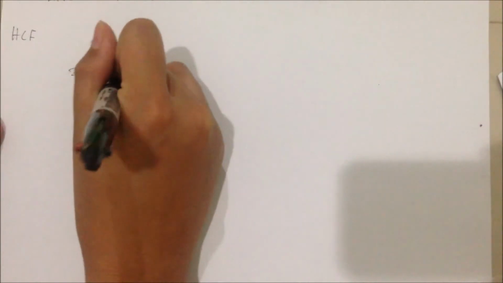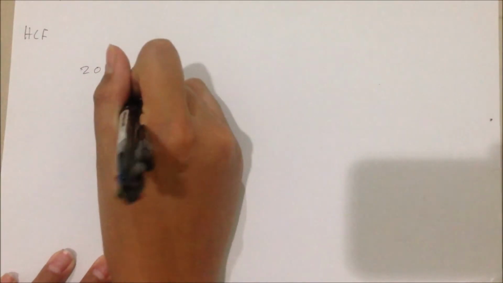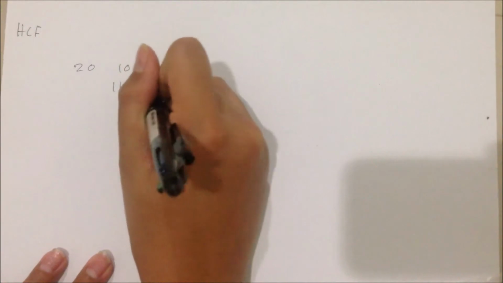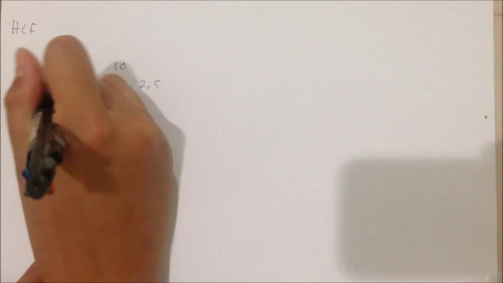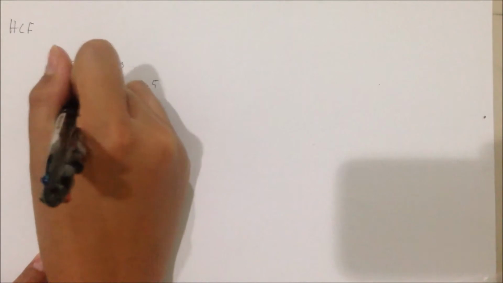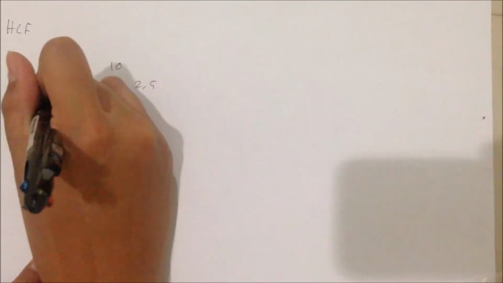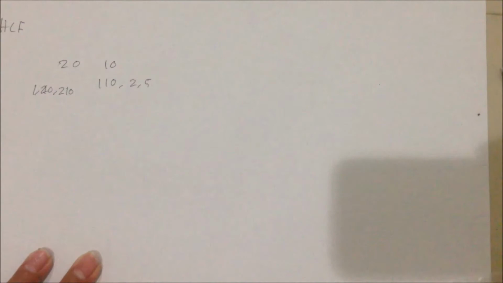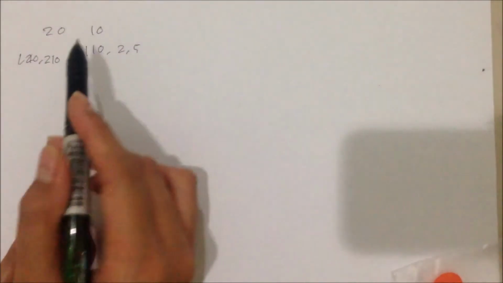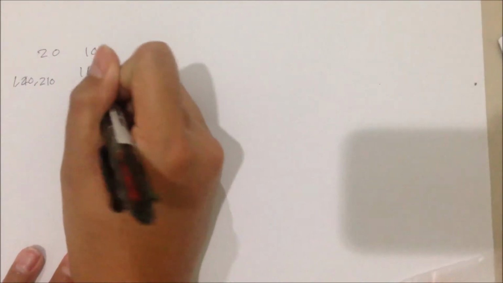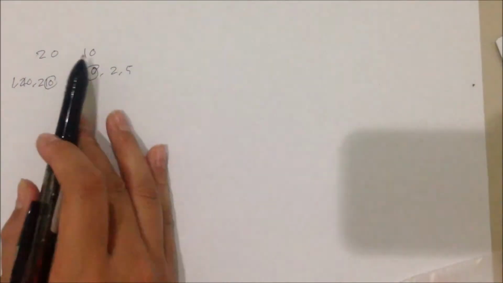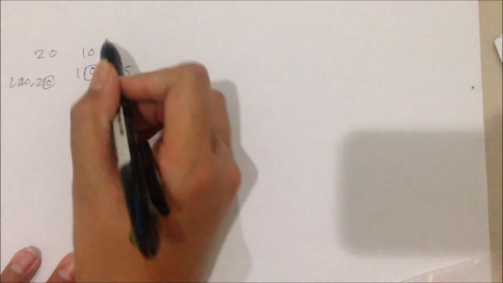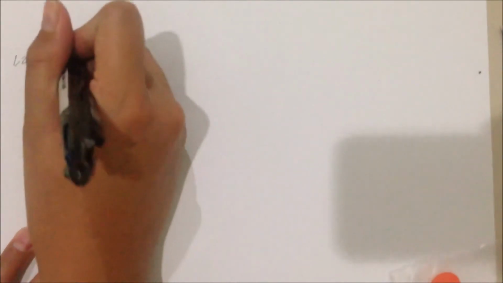20 and 10. These two numbers have factors. 10 has 1, 10, 2, 5. 20 has 1, 10, 2, 10, and so on. But then you see that both of these numbers can be divided by 10. So you can circle this, because if 10 is divided by 10, it becomes 1, and 20 divided by 10 becomes 2. So that is HCF.